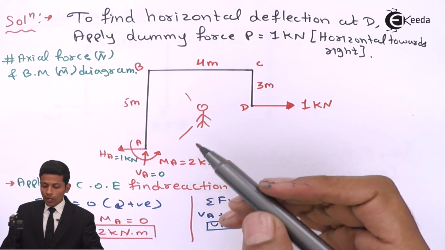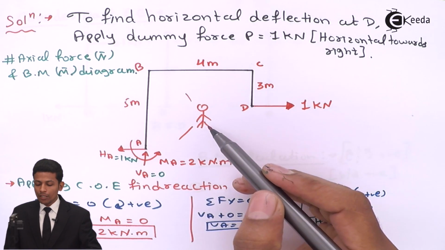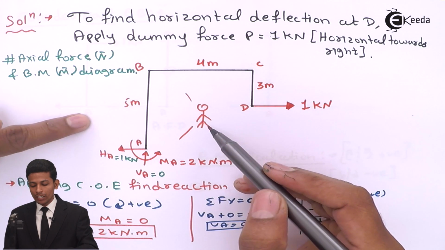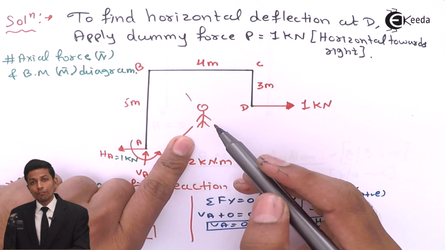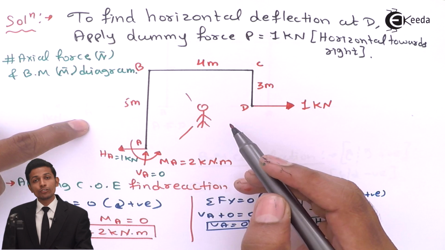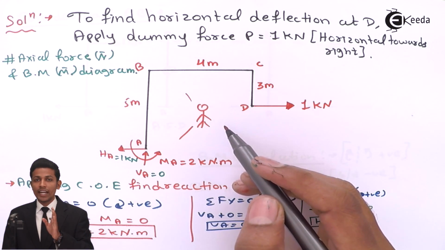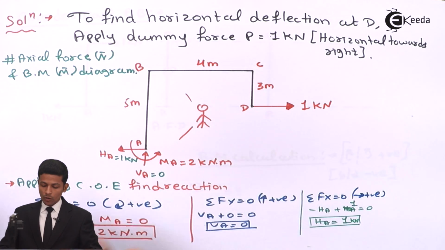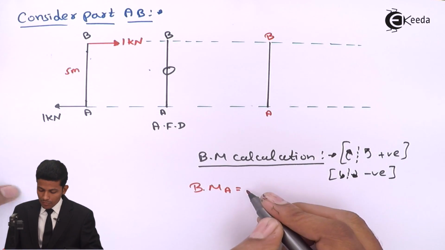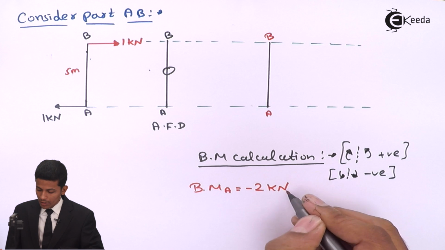Now if you do not assume you are standing inside the frame and see part AB from outside, it will come out positive. When we see from inside, it is hogging; when we see from outside, it is sagging. So always remember, always see as if you are standing inside the frame. So this will be -2 kilonewton meter.